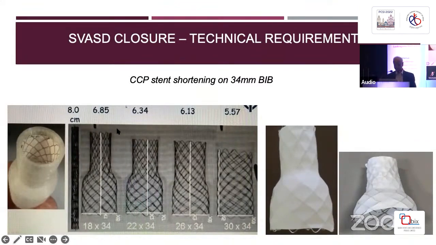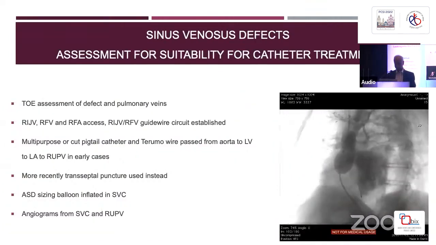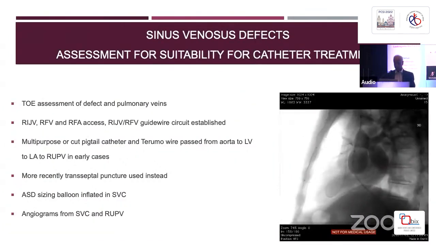But you can see a little bit of shortening, and as you increase the diameter to 22 millimeters, 26 millimeters, and 30 millimeter diameter, you can see how much shortening occurs. So the 8 centimeter one's gone down to 56 millimeters, which is quite a lot, and that then determines what will happen to the procedure.